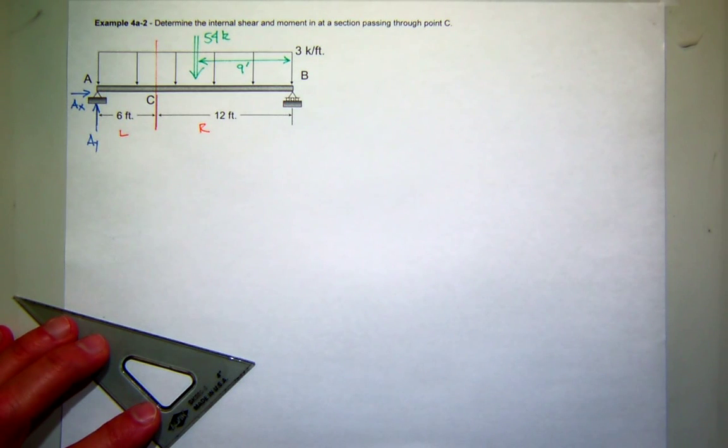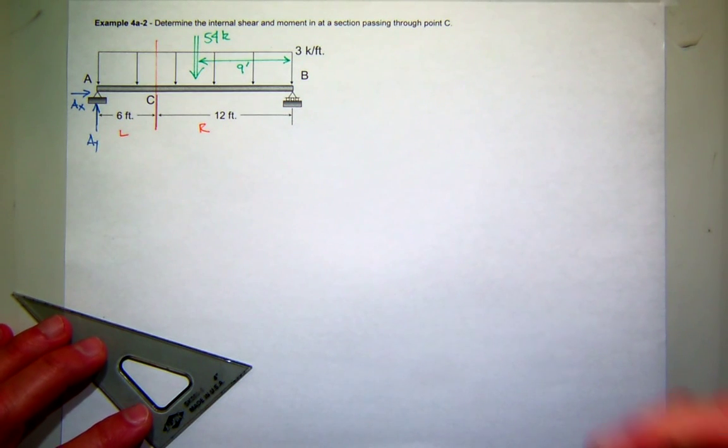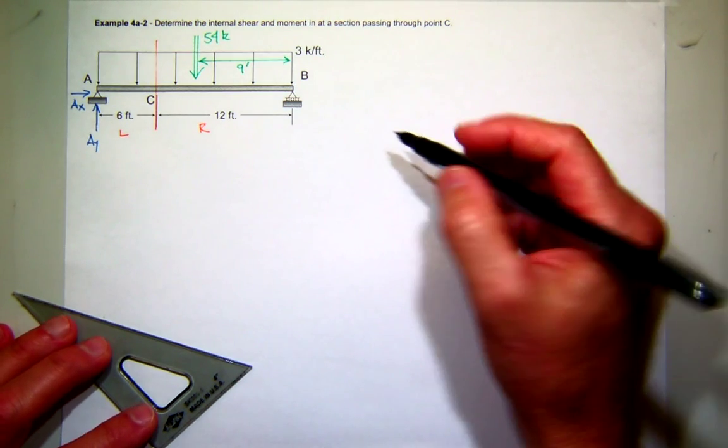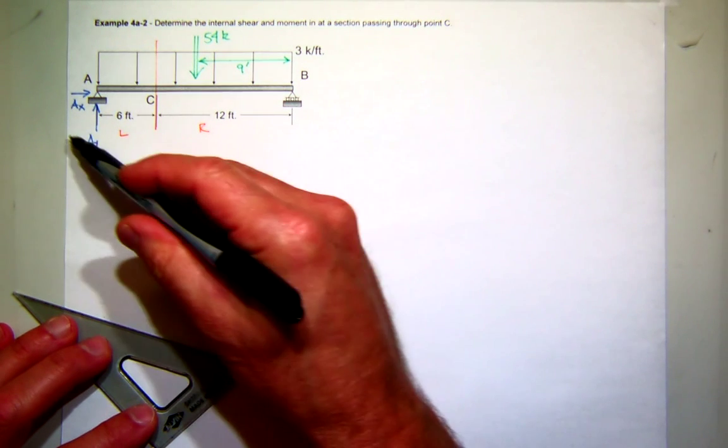How did you get 54? You can do this. 3 times 18, okay. 3 kips per foot times 18 feet.